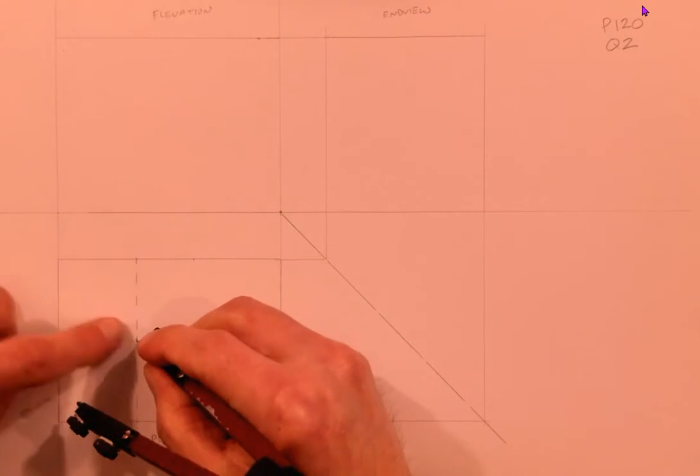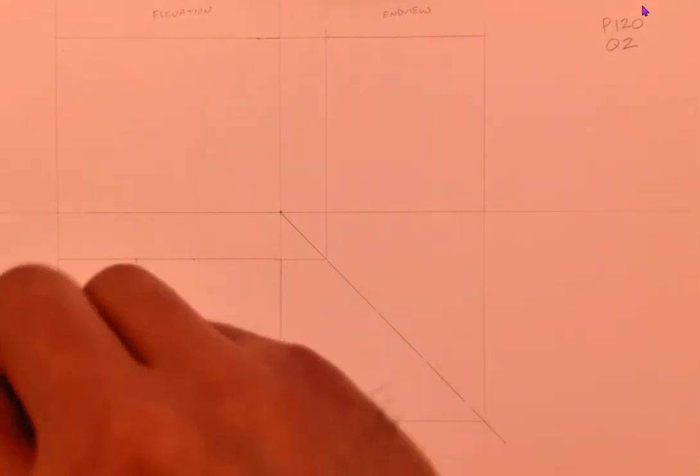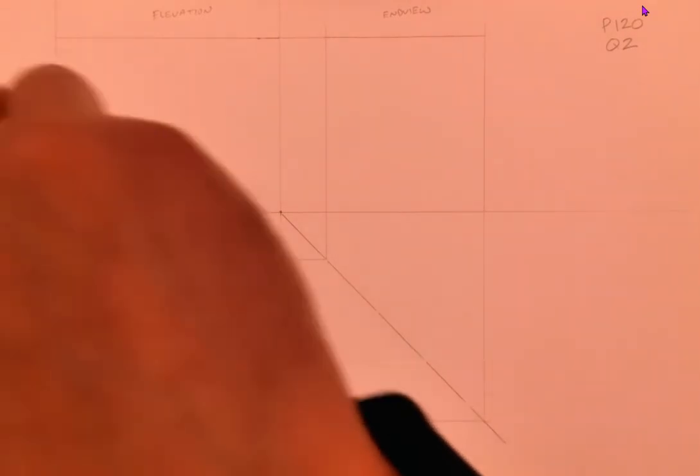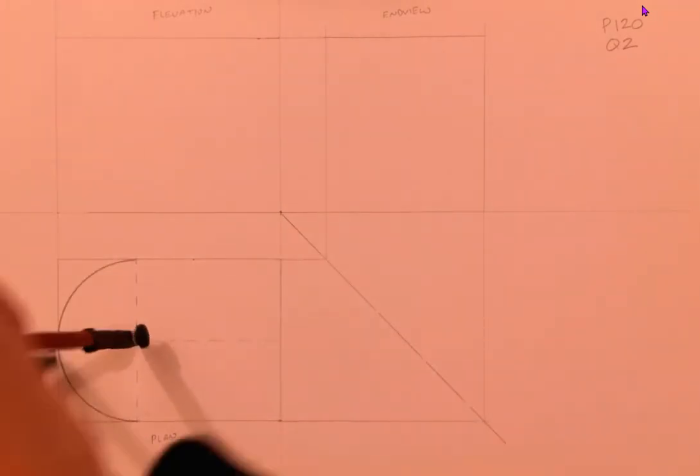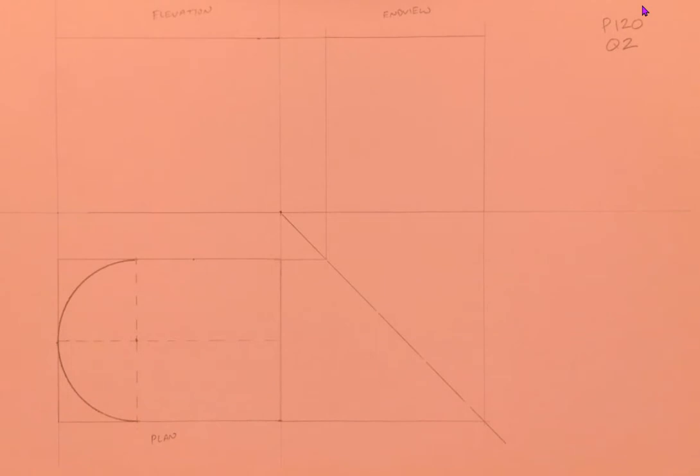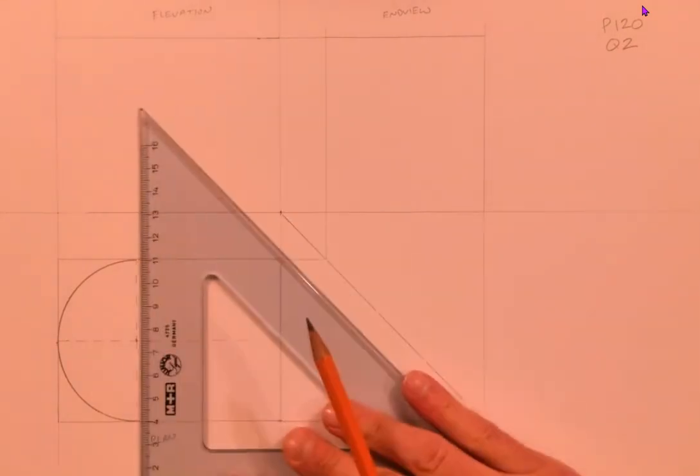Sometimes you might have to move the compass point around a little bit, so you might have to just adjust it a little bit to make it work. That looks pretty good. I'm happy with that. So there is my curve drawn in plan. So I said it's only in plan I'm going to see it as a real curve.